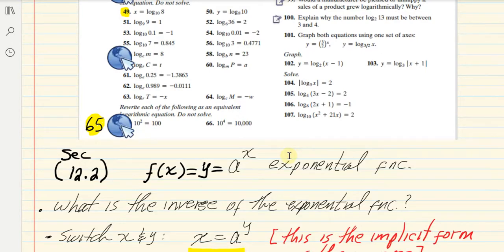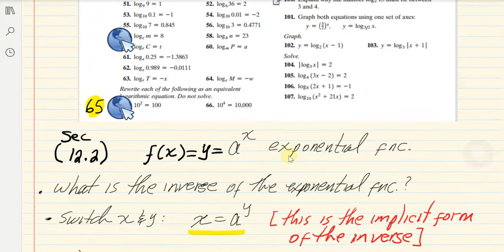So the question is, does this have an inverse? Of course, the answer is yes, because the function is one-to-one. And then how do we find the inverse? Going back to section 12.1, in order to find the inverse of a function, if you remember, it was a two-step process. We switched the x and the y, and then in step 2, we solve the equation for y. So that's what I'm going to do.